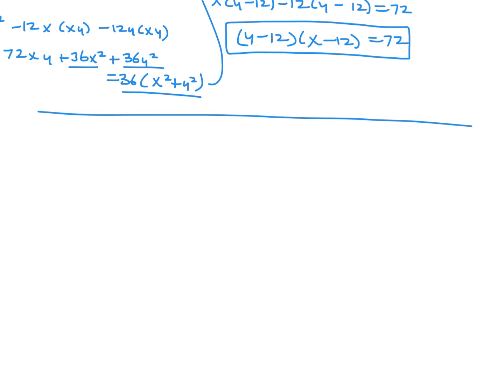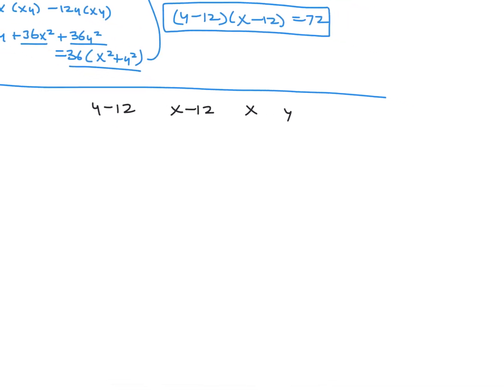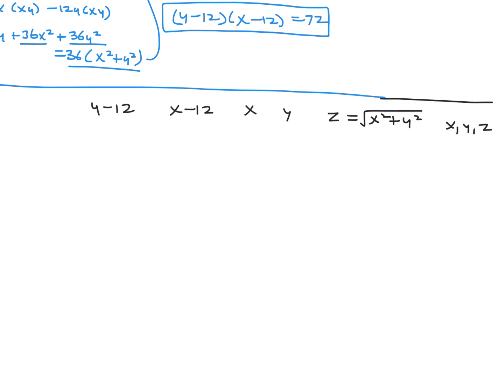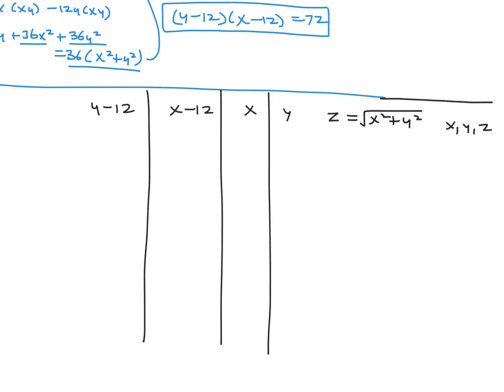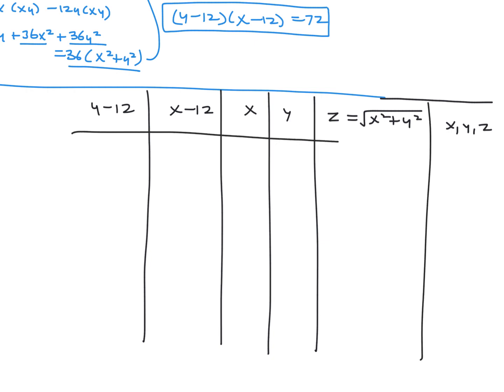So that basically means we got to make a table, and we can figure this out now. So we have y minus 12, we have x minus 12, we have x, and we have y. And then what else? Z, which is basically x squared plus y squared, taking the square root. And then our x, y, z triplet. There we go. Okay, so we have two numbers, y minus 12 and x minus 12, and when they're multiplied together, they give 72.